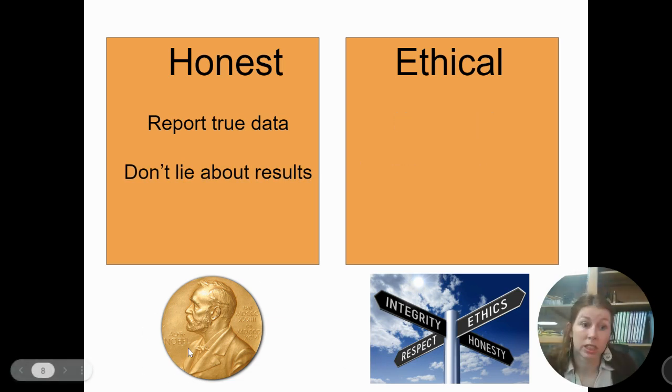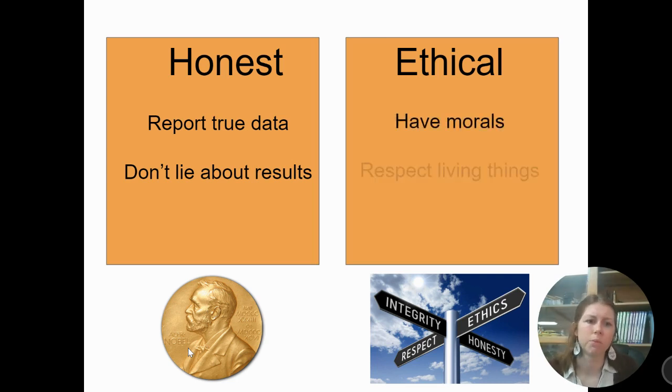There's prizes for science, for science fair, for the Nobel Prize. That's a lot bigger than a science fair. But if scientists lie about their results and they make it look like they discovered something that they didn't, that could be something that could get them an award, and that is not true science. Scientists should also be ethical.